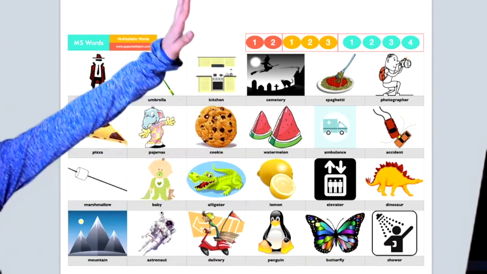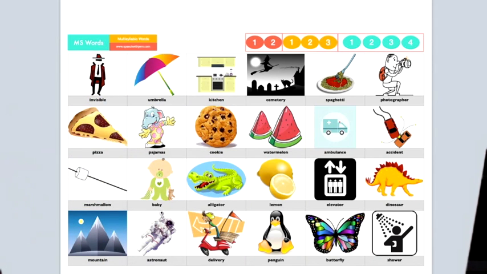go through the rest of these words using the same format we did with somebody in your house. Good luck.